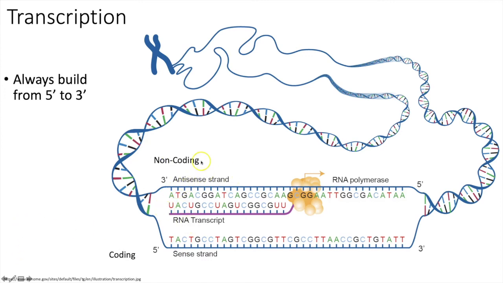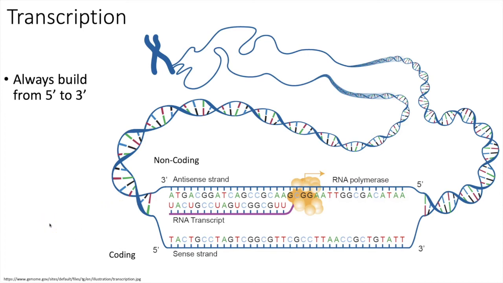So the non-coding strand or the template strand, this strand, is the one that I make my messenger RNA off of. The enzyme that does that is called RNA polymerase. Yes, it's a polymerase. It just makes RNA. We name our enzymes off of what they do. DNA and RNA are polymers. So this is a polymerase. And this one happens to make RNA.